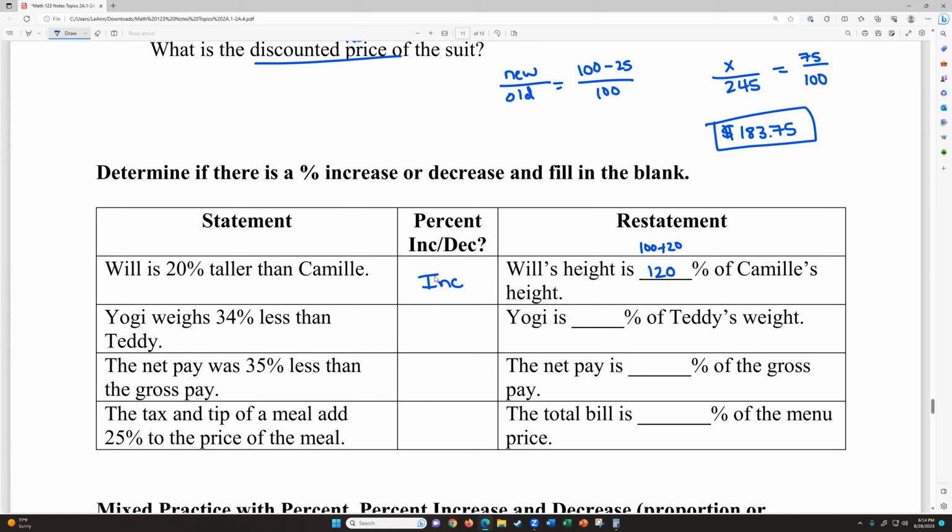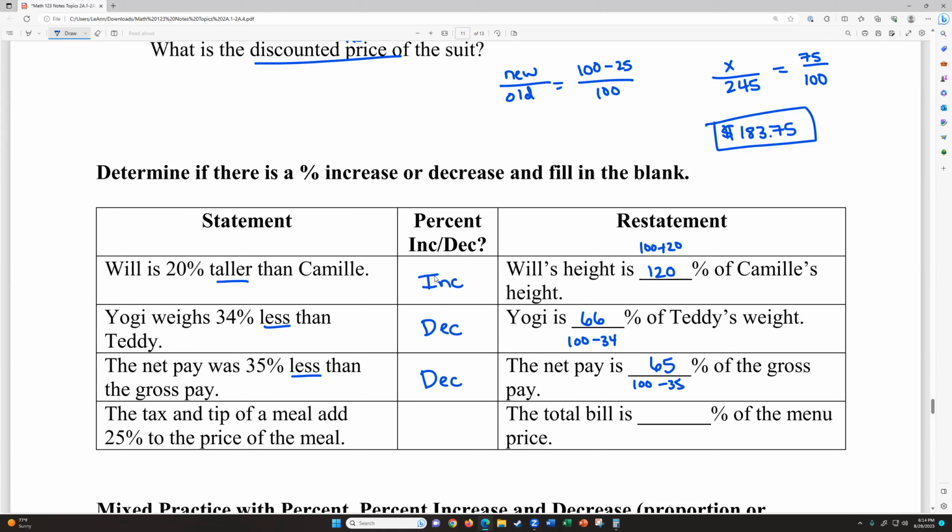Yogi weighs 34% less than Teddy. So this is going to be a decrease. Yogi is going to be 100 minus 34 percent of Teddy's weight. So Yogi is 66% of Teddy's weight. Our net pay was 35% less than the gross pay. So the net pay, which will again be a decrease since it's less, is 100 minus 35, or we would say 65%. So my net pay is 65% of my gross pay.